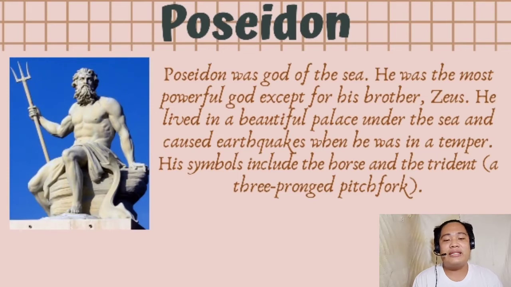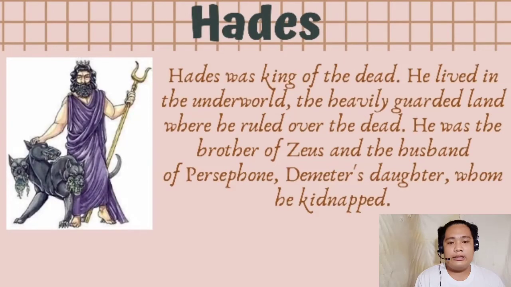So if you had seen the movie Ariel, the father of Ariel, so he was more or less similar with Poseidon. Number 4, Hades. He was the king of the dead, and he lived in the underworld. So his Roman name is Pluto.